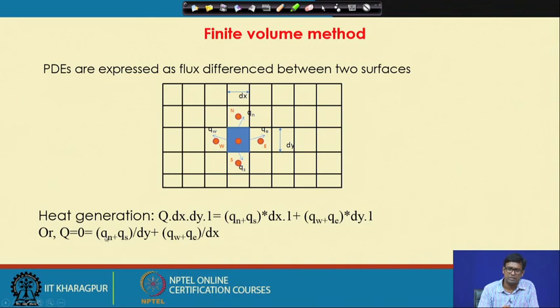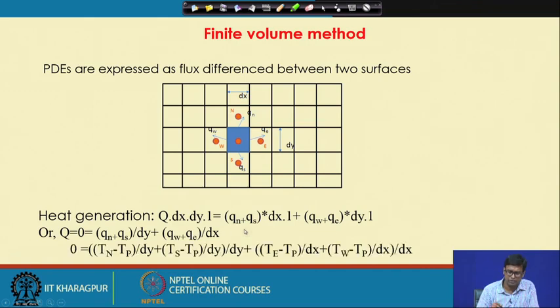If heat generation is 0 for steady conduction, we get that the sum of the fluxes multiplied by area, and then divided by the volume. So, the sum of the y fluxes divided by dy, and the sum of the x fluxes divided by dx, is equal to 0, which can be converted into an equation. Fluxes are the difference of temperature divided by distance, multiplied by the area. So, this can be written as a temperature based equation, and we can similarly get a matrix equation.